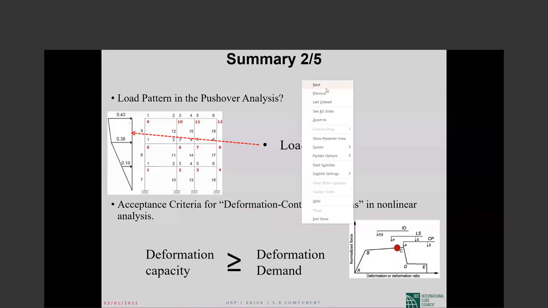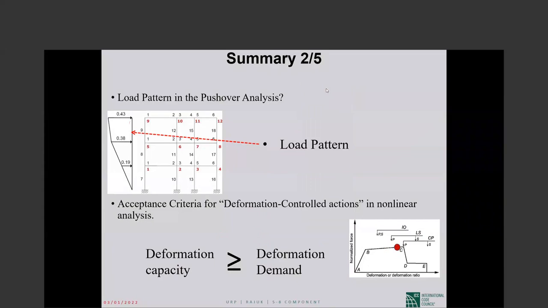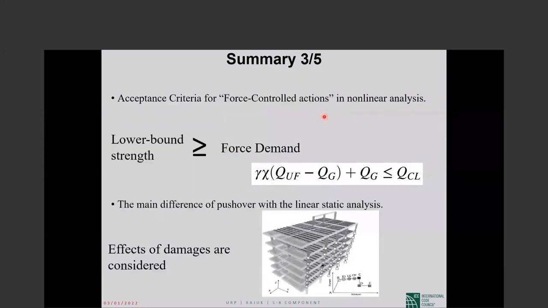However, for force control actions, look at the forces, the strength, the lower bound strength, the strength in which the lower bound characteristic of material is used, should be not less than the demand.